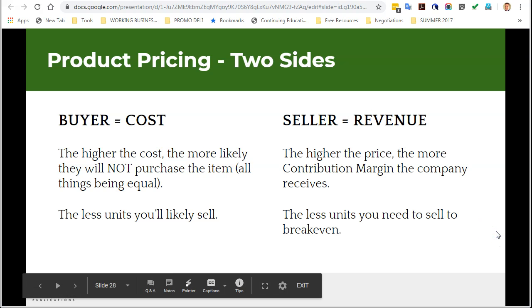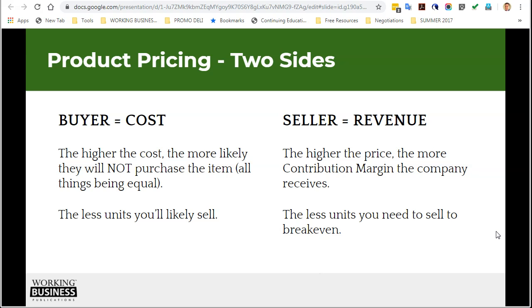So for the seller, when you're selling your product, you mainly have the perspective of the higher you sell each product for, the more money you can make off each unit that you sell. So you look at it really from a revenue perspective of how much money you can bring in. The higher the price, the more contribution margin the company receives. And I know we haven't discussed contribution margin, but we will in a future video.